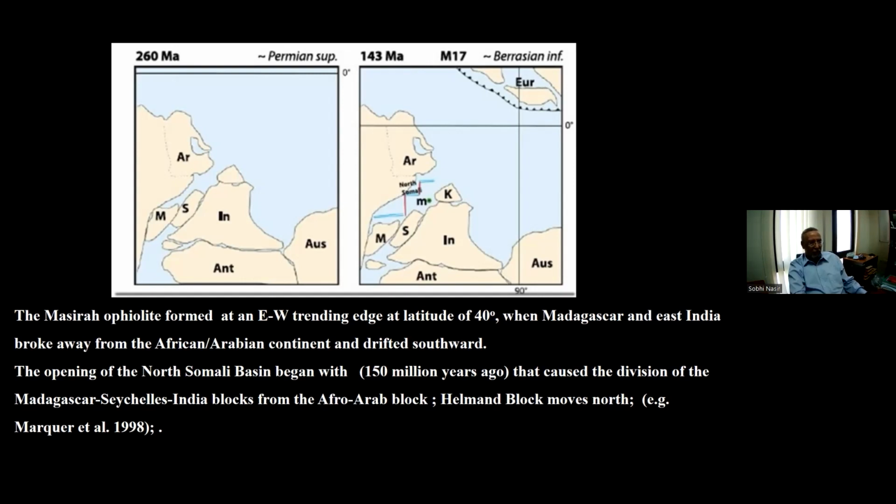Now, the opening of the North Somalia basin began before 150 million years, and that caused the division of Madagascar and Seychelles and the India block from Afro-Arabia, and the Helmand block moved northward.